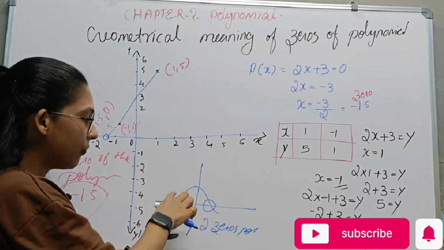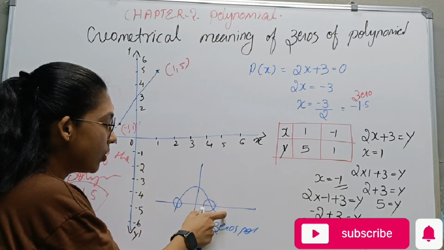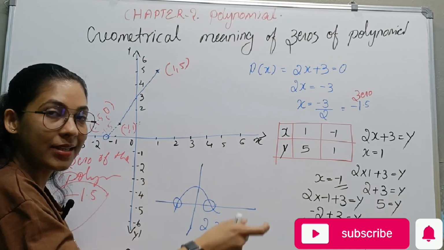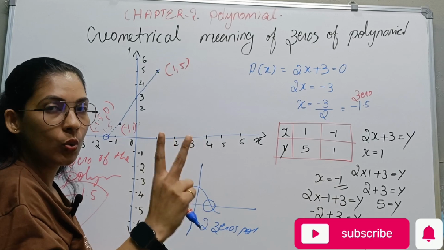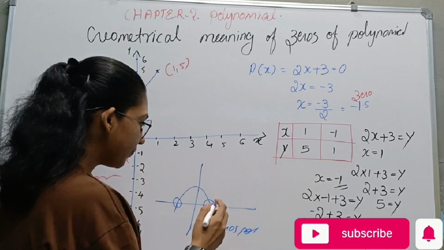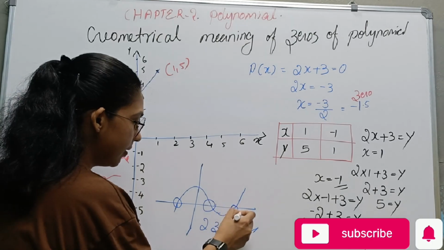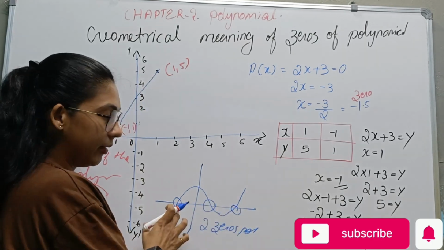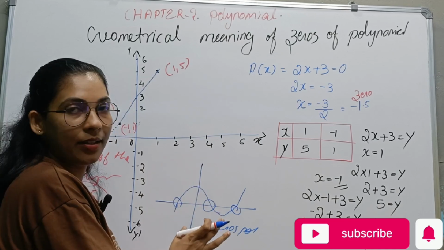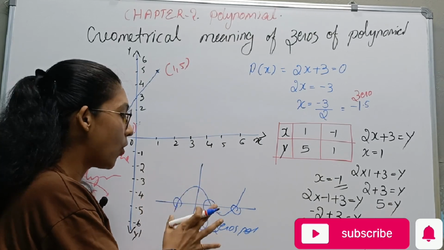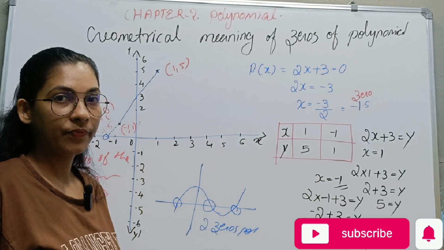If another graph is like this, a parabolic shape, then it touches 2 points on the x-axis. Then we can say that the polynomial has 2 zeros. If it touches one more point like this, see, 1, 2, 3, there are 3 points on the x-axis. Then we can say that this polynomial has 3 zeros.